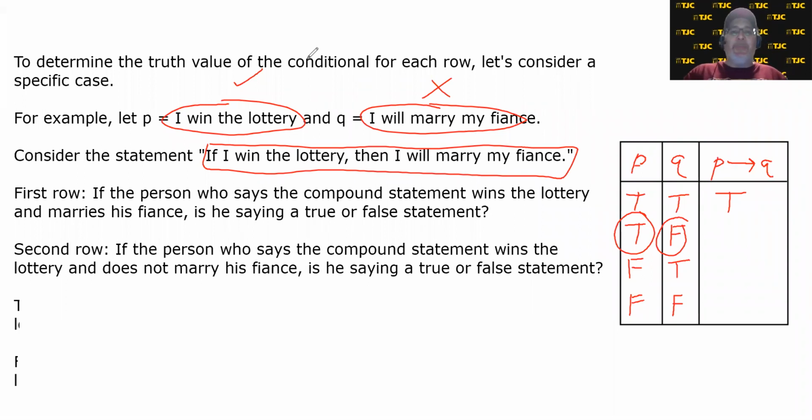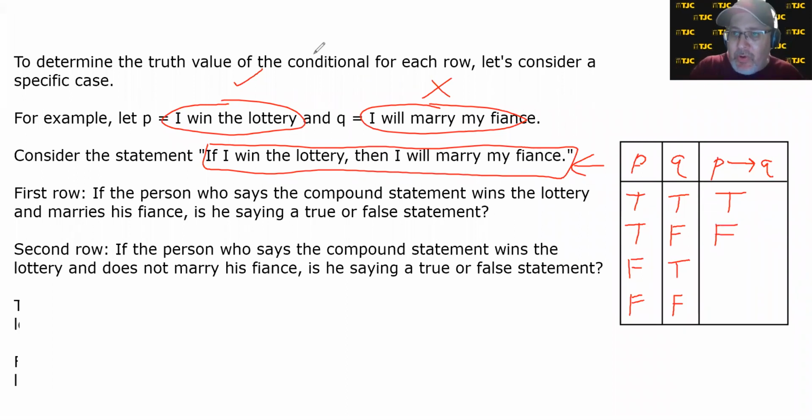If the person who says the compound statement, so let's go back again. Fiance, if I win the lottery, then I will marry you. What if the person who says that wins the lottery and doesn't marry his fiance? Did he say a true statement or a false statement when he said this? Well, if he said, if I win the lottery, then I'll marry you, then he wins the lottery and doesn't marry you, he's a liar. What he said was false. He broke his promise.